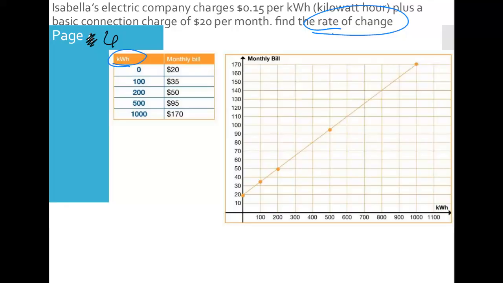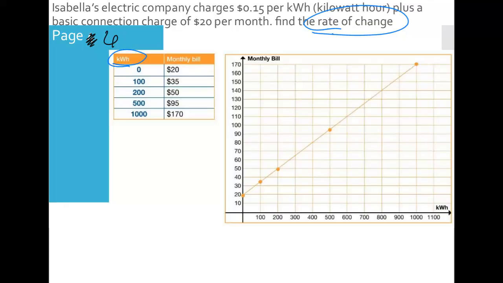What do we mean by rate of change? What is the rate of change? What are they talking about there? Any idea? Rate of change. Well, talk to me about this line. What can you tell me about this line? What, if anything?